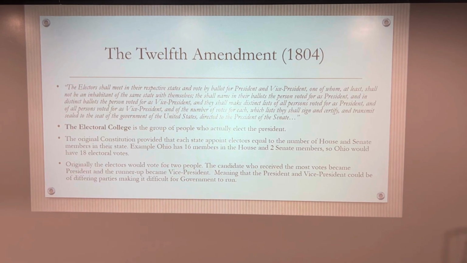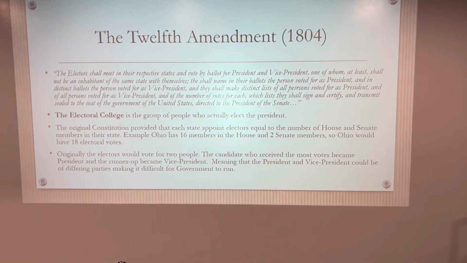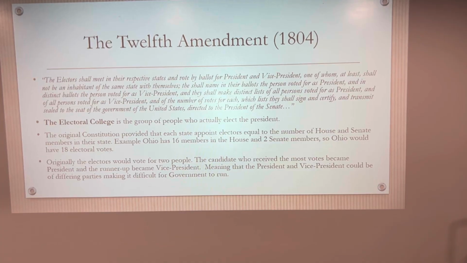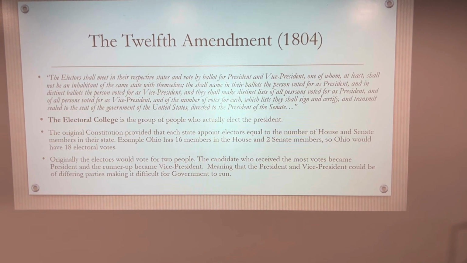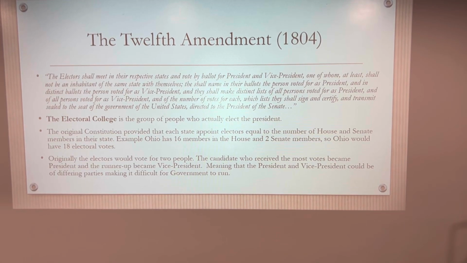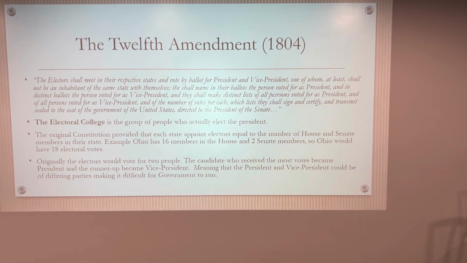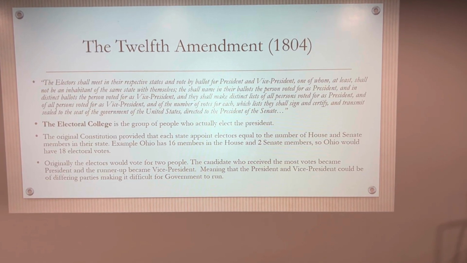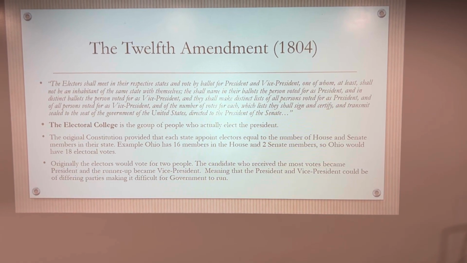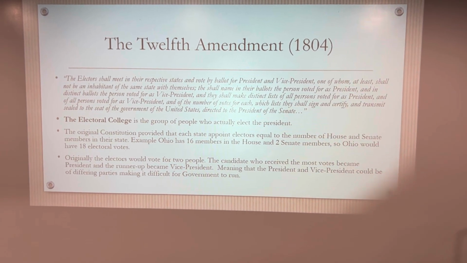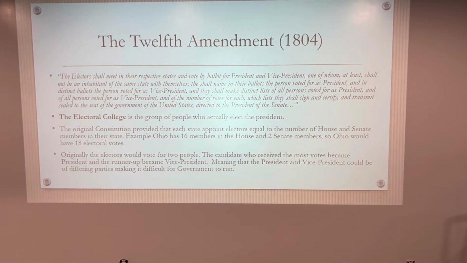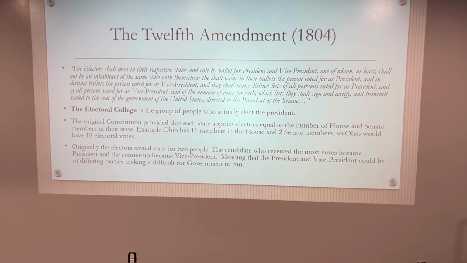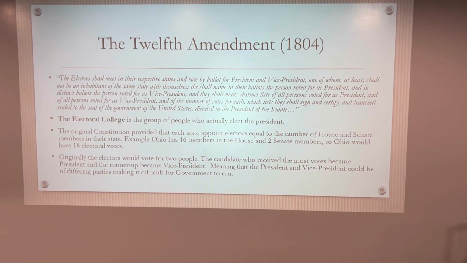The 12th Amendment, which was ratified in 1804, says, quote, the electors shall meet in their respective states and vote by ballot for president and vice president, one of whom at least shall not be an inhabitant of the same state with themselves, and shall name in their ballots the person voted for as president, and in distinct ballots the person voted for as vice president, and they shall make distinct lists of all persons voted for as president and of all persons voted for as vice president, and the number of votes for each, which list they shall sign and certify and transmit, sealed to the seat of the government of the United States, directed to the President of the Senate.